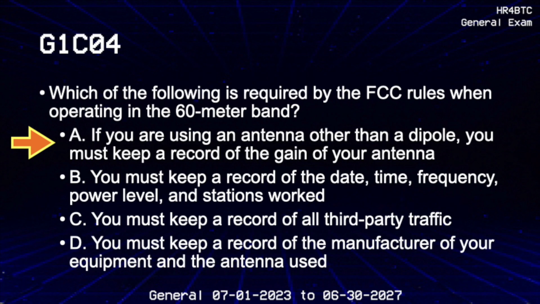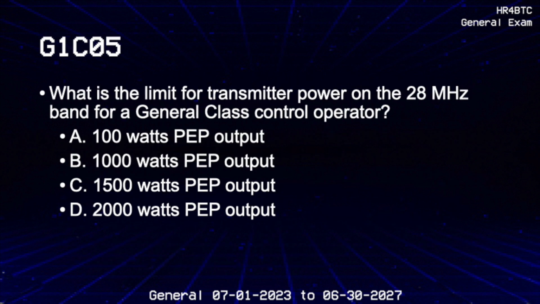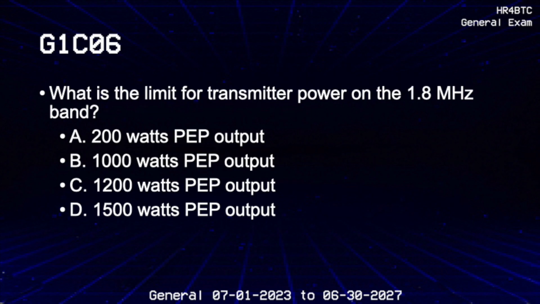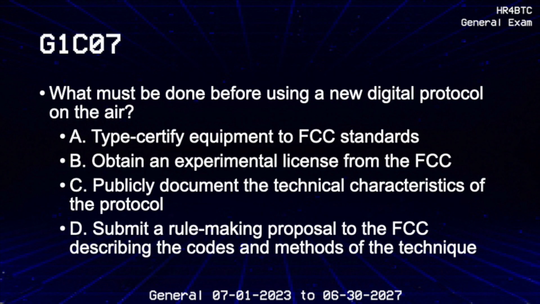If you are using an antenna other than a dipole, you must keep a record of the gain of your antenna. What is the limit for transmitter power on the 28 MHz band for a General Class control operator? 1,500 watts PEP output. What is the limit for transmitter power on the 1.8 MHz band? 1,500 watts PEP output. What must be done before using a new digital protocol on the air?